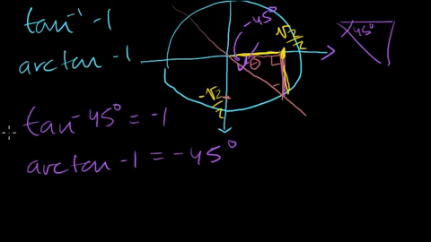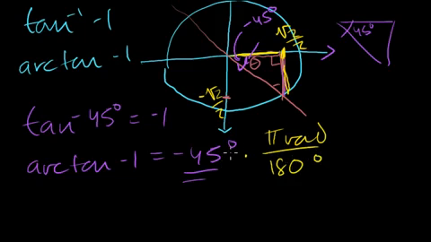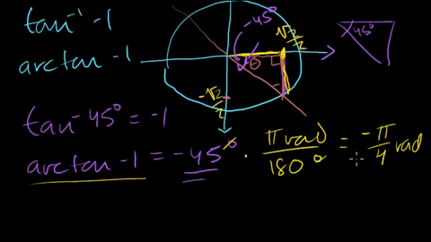Now, if we're dealing with radians, we just have to convert this to radians. So we multiply that times pi radians for every 180 degrees. The degrees cancel out. You have 45 over 180. This goes 4 times. So this is equal to minus pi over 4 radians. So the arctangent of minus 1 is equal to minus pi over 4. Or the inverse tangent of minus 1 is also equal to minus pi over 4.